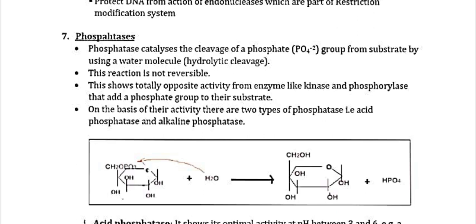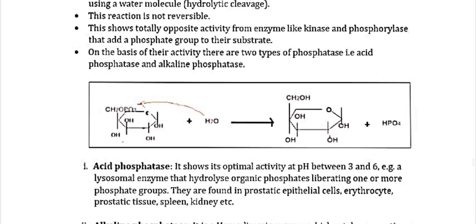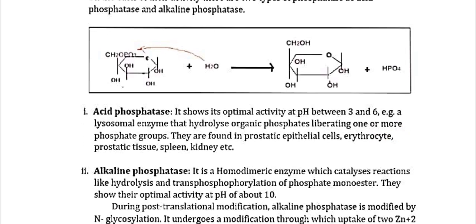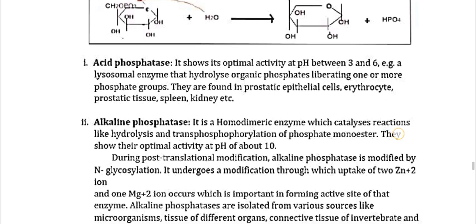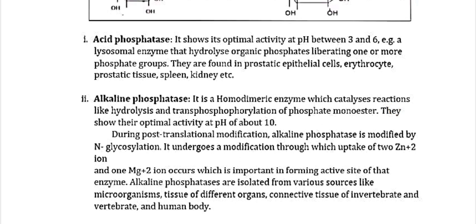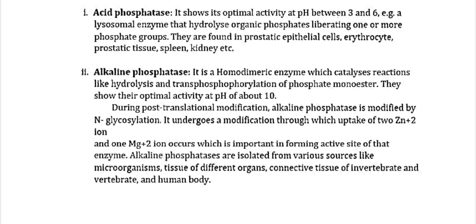On the basis of their activity, there are two types of phosphatase, acid phosphatase and alkaline phosphatase. Acid phosphatase shows its optimal activity at pH between 3 and 6. A lysosomal enzyme that hydrolyzes organic phosphates, liberating one or more phosphate groups. They are found in prostatic epithelial cells, erythrocyte, prostatic tissue, spleen, kidney, etc.